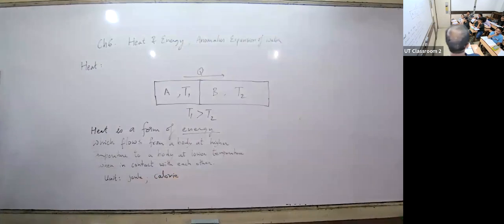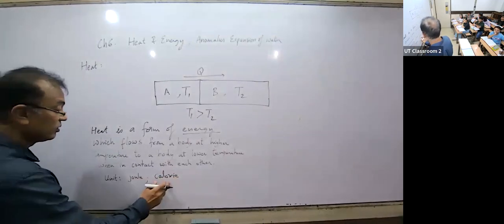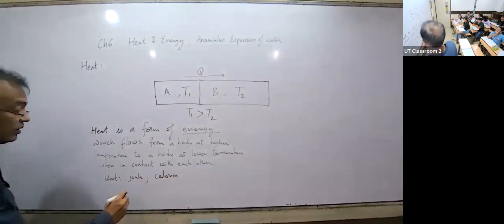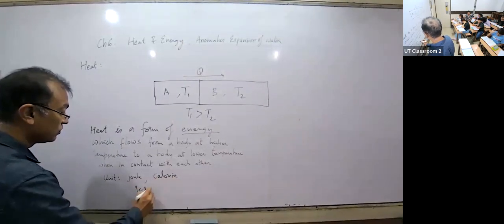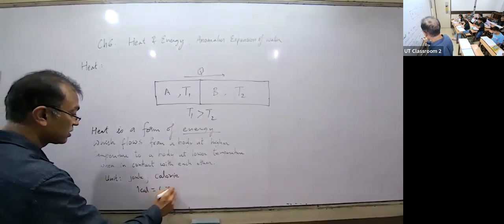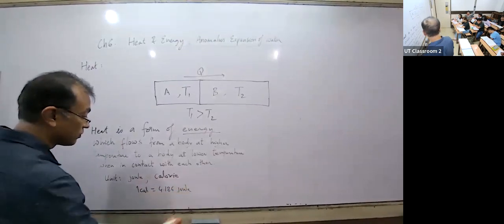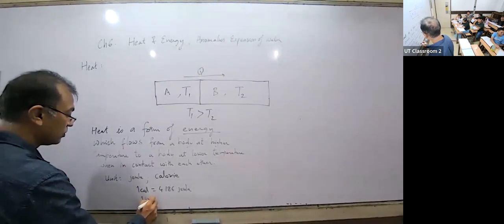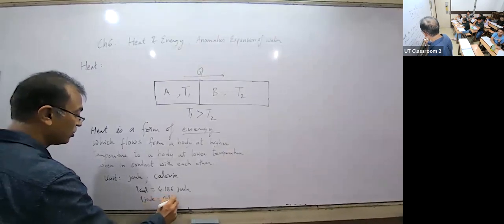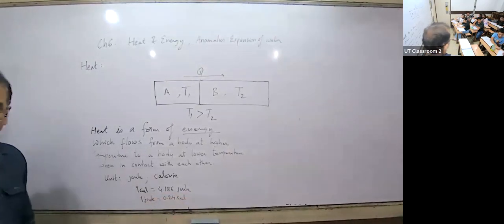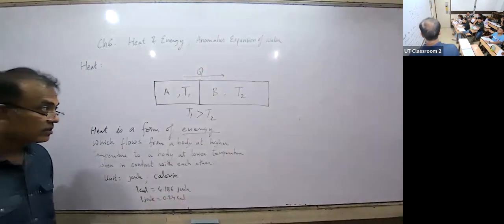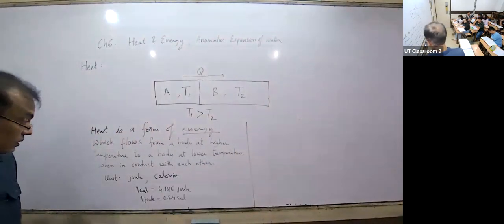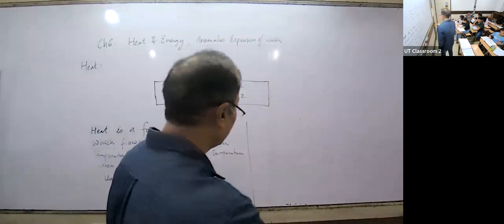So whenever we are dealing with heat, another energy unit is calorie. And there is a relation between them. 1 calorie is equal to 4.186 joule, and 1 joule is equal to 0.24 calorie. That is the relation. So in numericals and unit conversion, you have to know this. Now, if this is heat, then what is temperature?